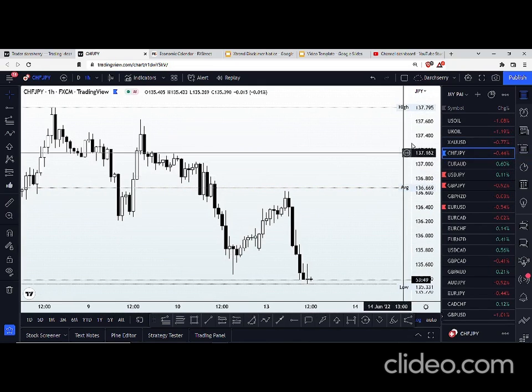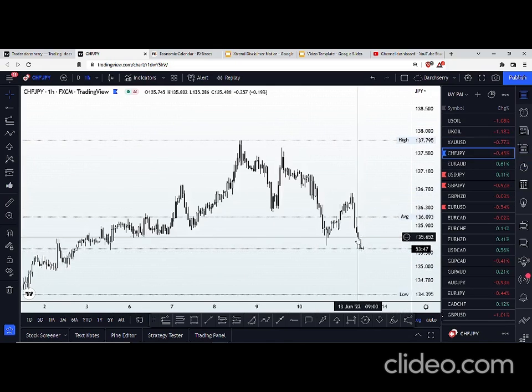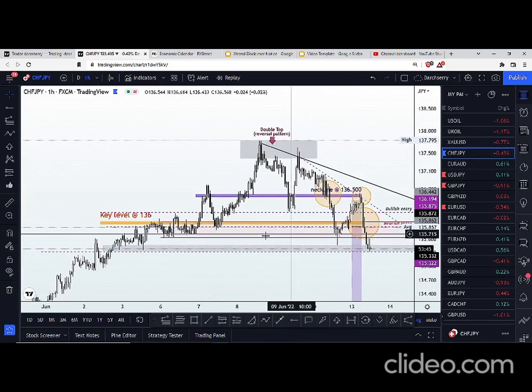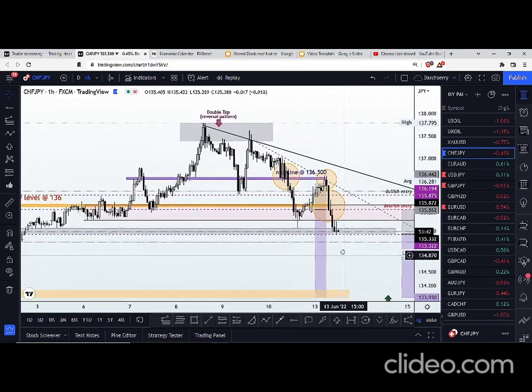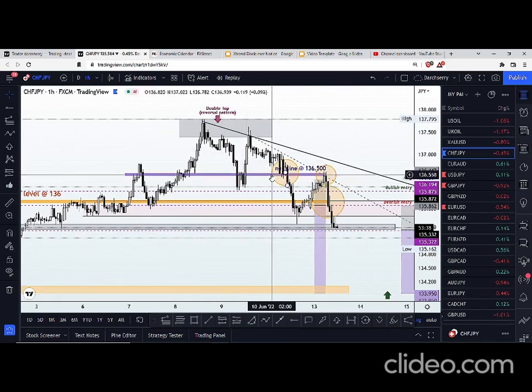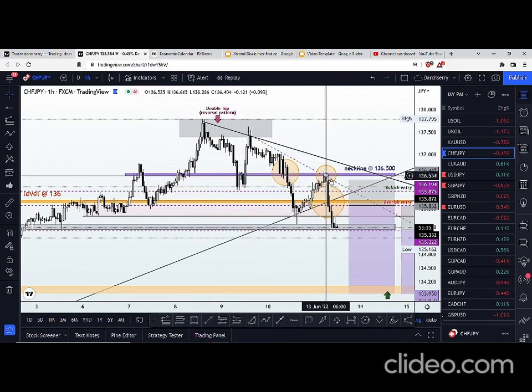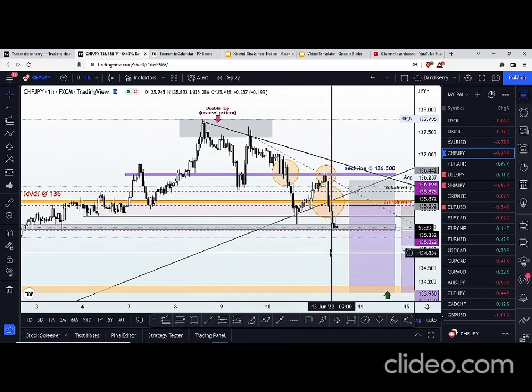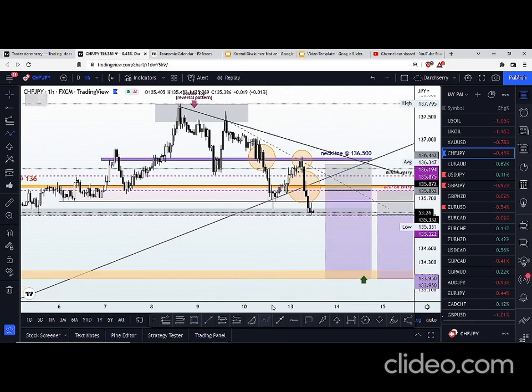So on the CHFJPY, we already have a bearish scenario that I painted earlier, and we had a reversal pattern in the form of a double top structure. We had a neckline that was finally broken, and we had a retest of the neckline here, and we had price coming back down as it broke down that bullish trend line we identified earlier. So what I was saying is this: we're expecting price to come back into this key level at 136 Japanese yen, which will also coincide with both the bearish trend line and the bullish trend line.